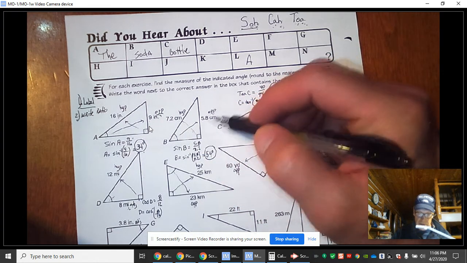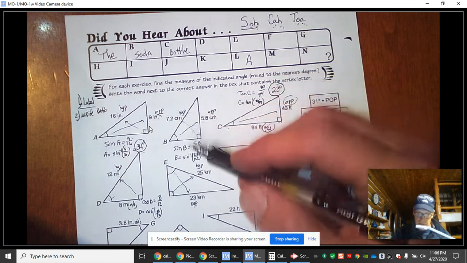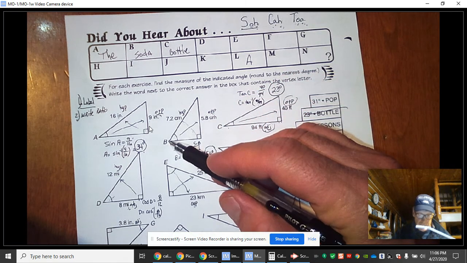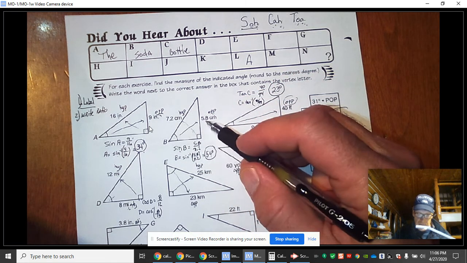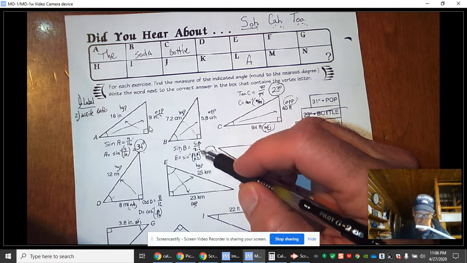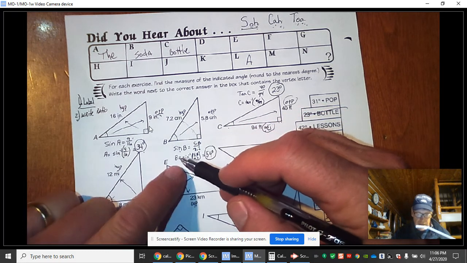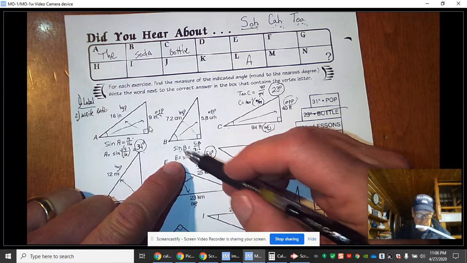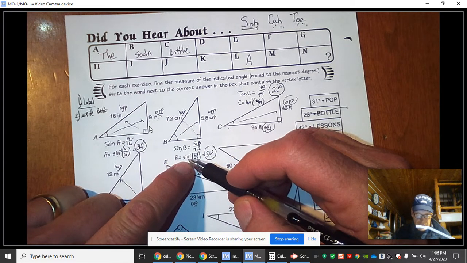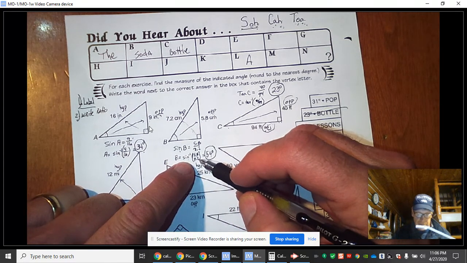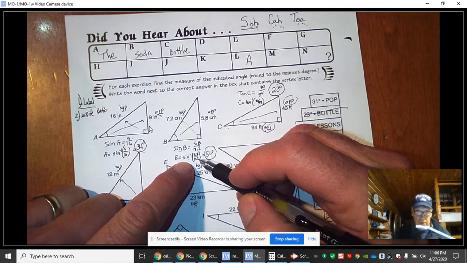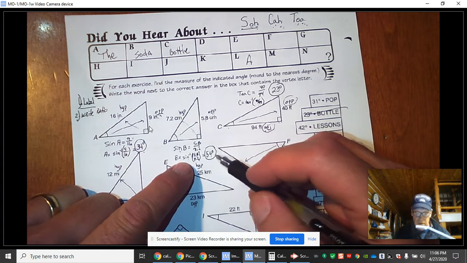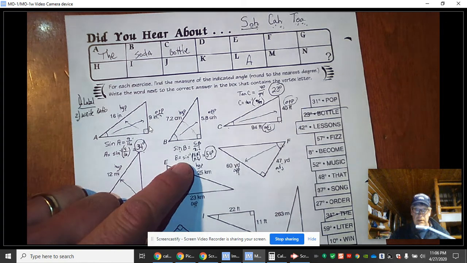All right, what do they give me here? Opposite hypotenuse again. Same thing. Sine of B now is 5.8 over 7.2. Well, if I want my angle, I don't know what B is. I'm going to do inverse of 5.8 divided by 7.2. So use a calc. Make sure it's in degrees. You should end up getting 54 degrees.